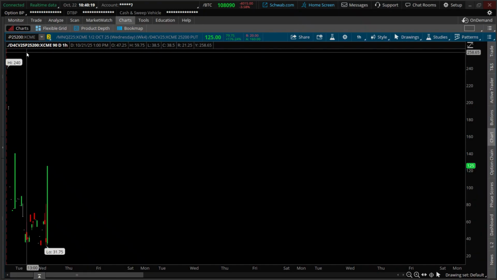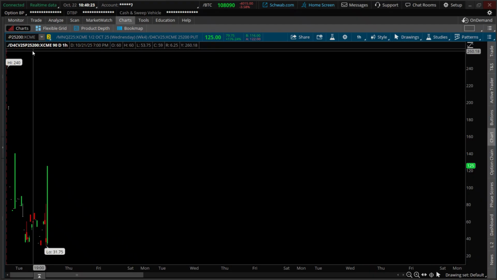The letter P is the put. Again, buying option contracts and bearish, it's on the put side. Strike price is 25,200.